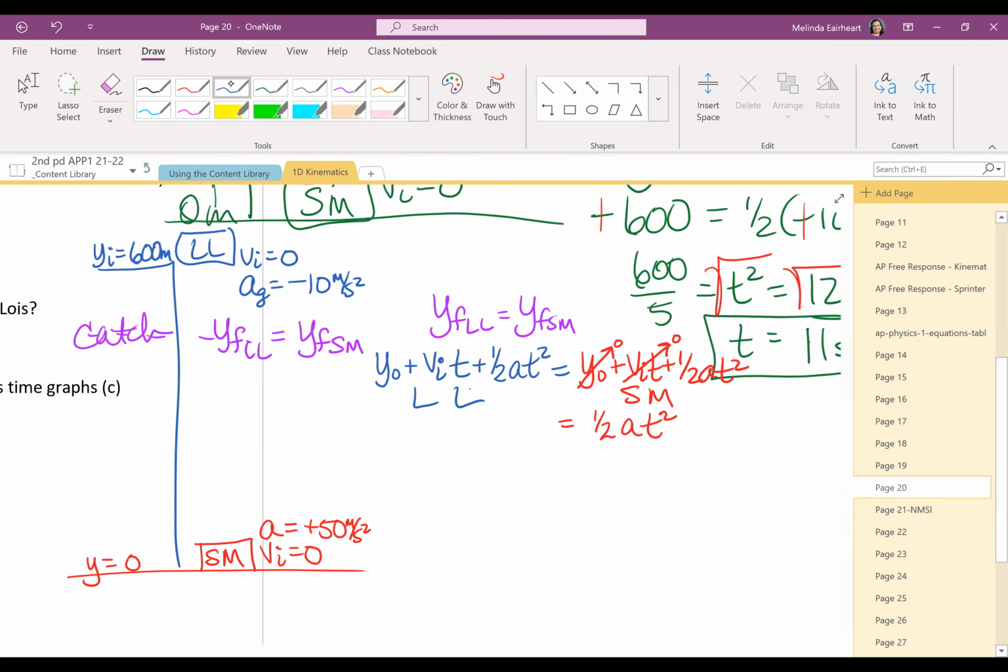Lois starts at the top of the building, plus her initial velocity is 0 as well. This is the drop, and so that part zeroes out. And I have 1/2 GT squared. I'm doing a little bit different there because she's in free fall, he is not. Good. Now the time starts when she's released and Superman is Superman.